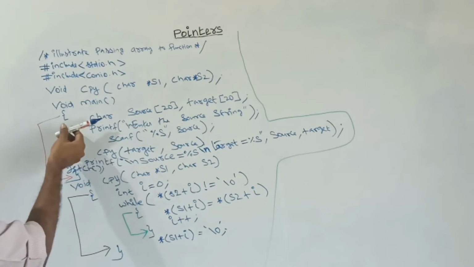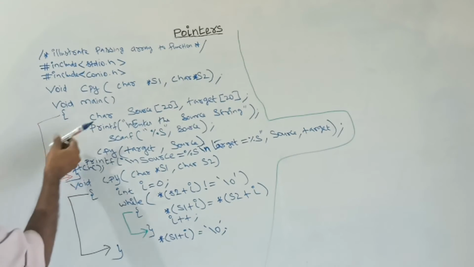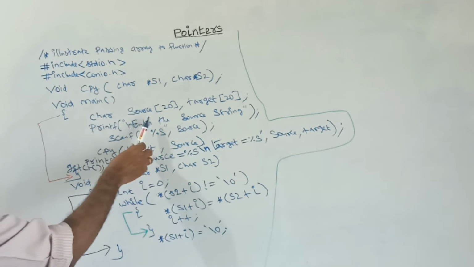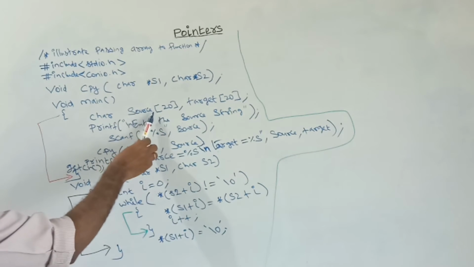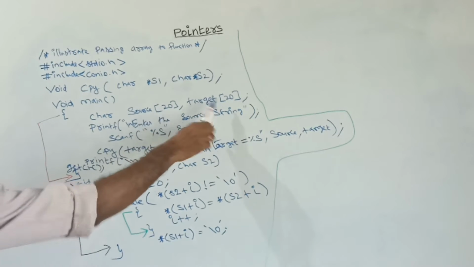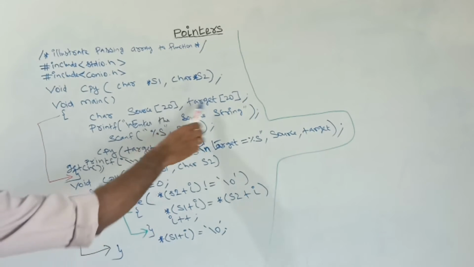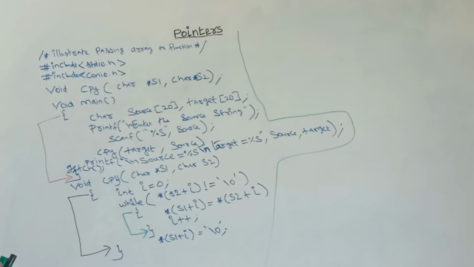Next, this is the main part. Inside the main part I created two character variables. The first variable name is source, the second variable name is target. Each variable has how many bytes? 20 bytes. We can store up to 20 letters.